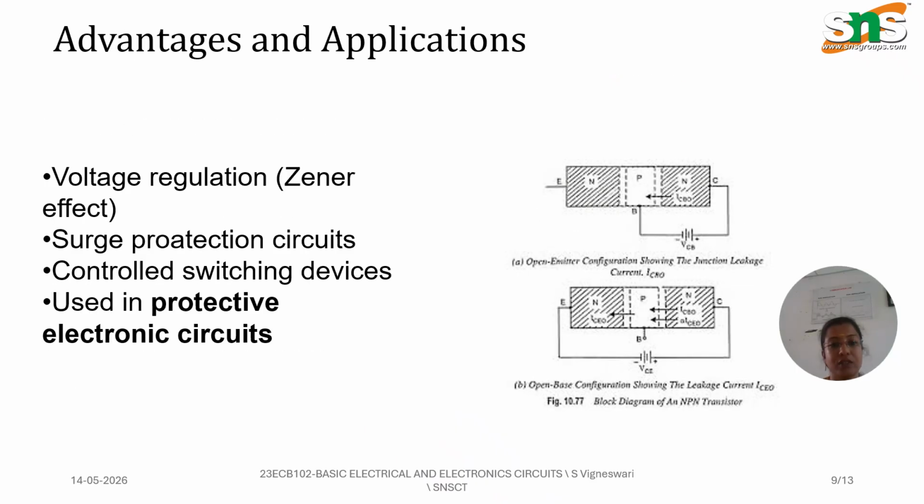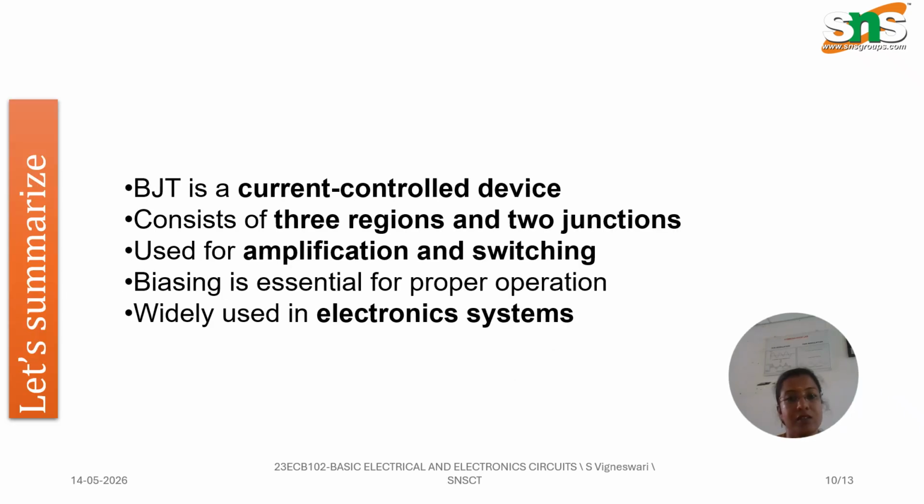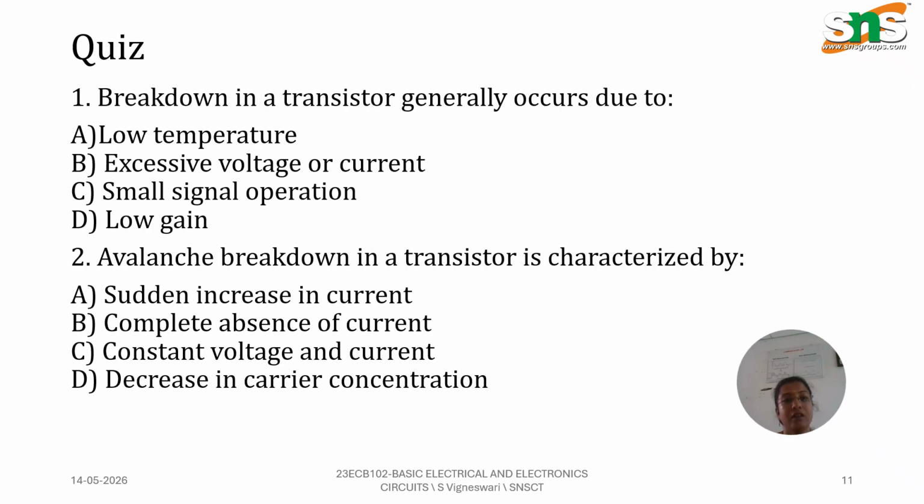Advantages and applications. Some applications are voltage regulation using the Zener effect, surge protection circuits, controlled switching devices, and protective electronic systems. The Zener diode maintains a constant voltage in a power supply by operating safely in the breakdown region. So let's summarize. BJT is a current controlled device. Proper biasing is essential for normal operation.